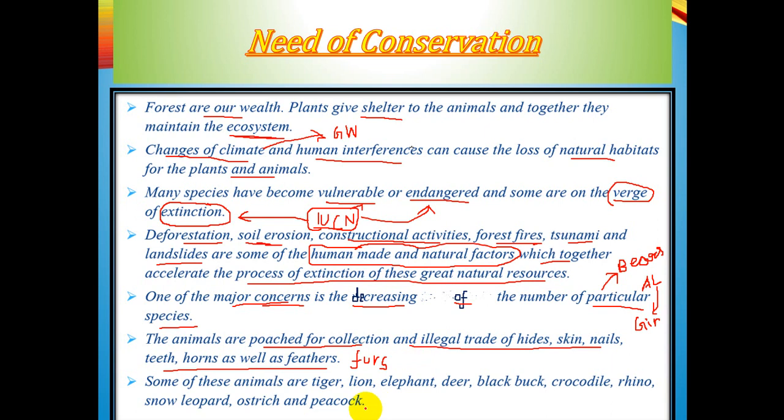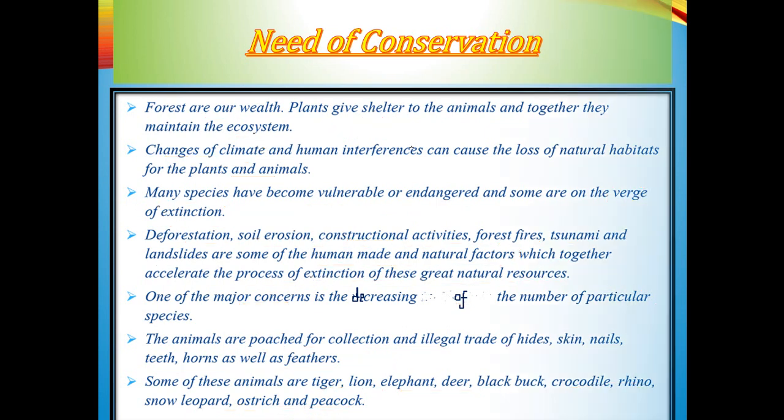Now there are some animals, just now I mentioned: tiger, lion, elephant, deer, black buck, crocodile, rhino, snow leopard, ostrich, and peacock. All these animals have reached the stage of critical condition or endangered condition. So these are to be brought under conservation strategies.